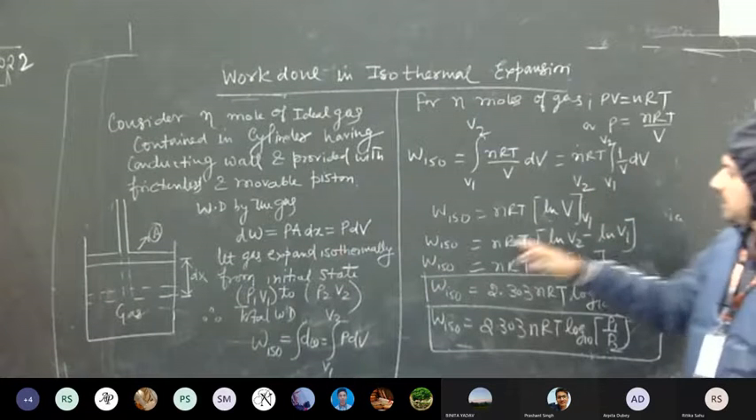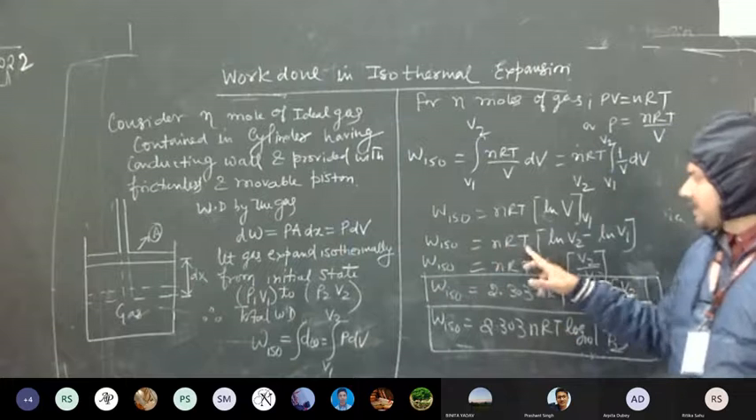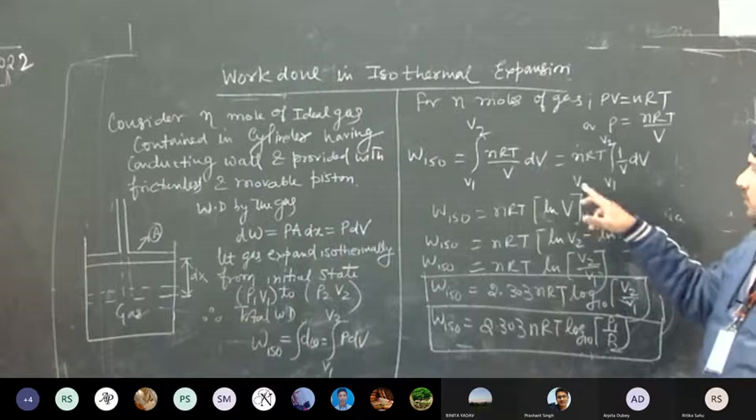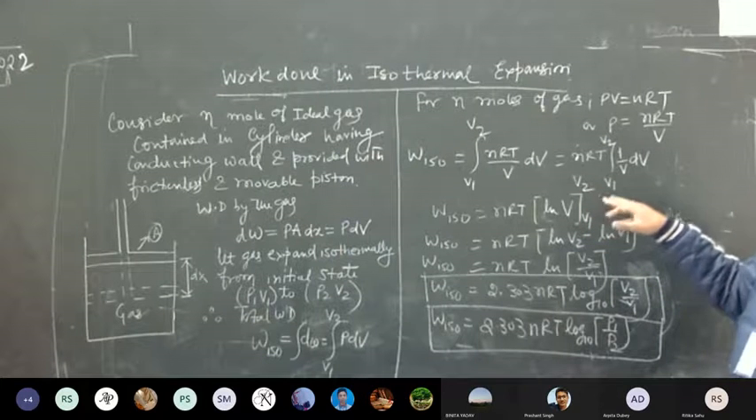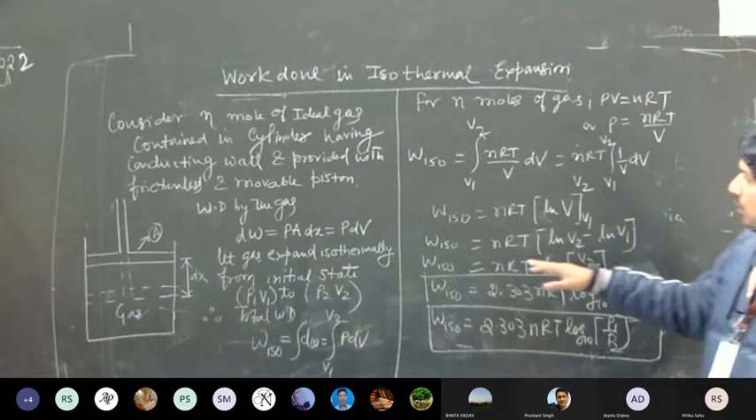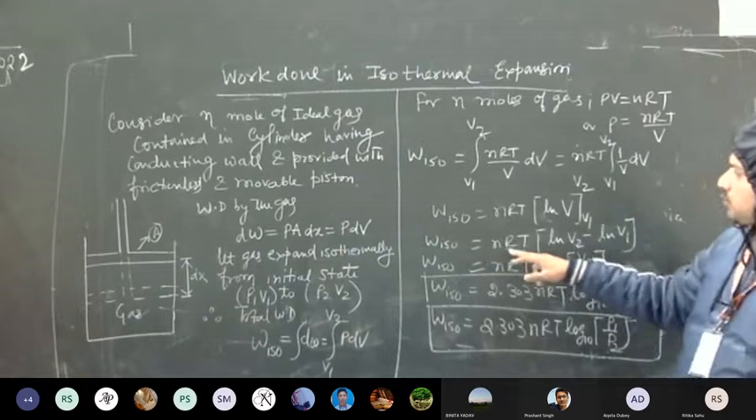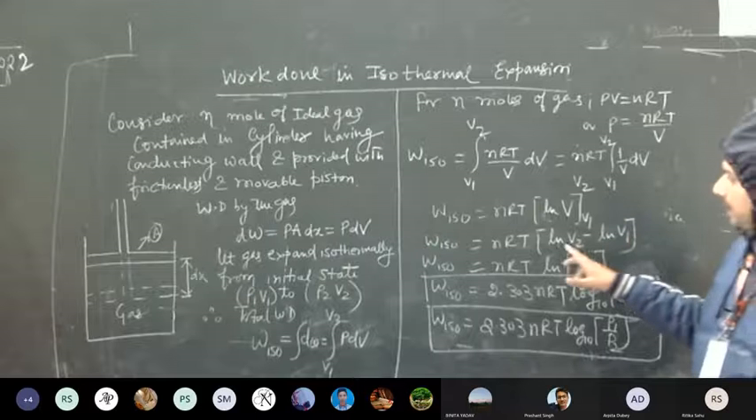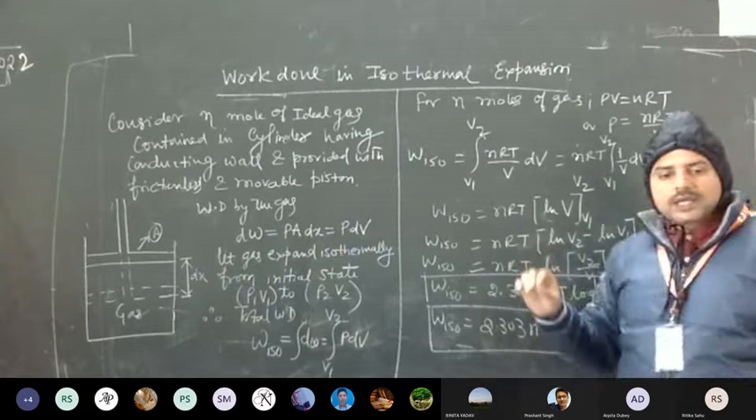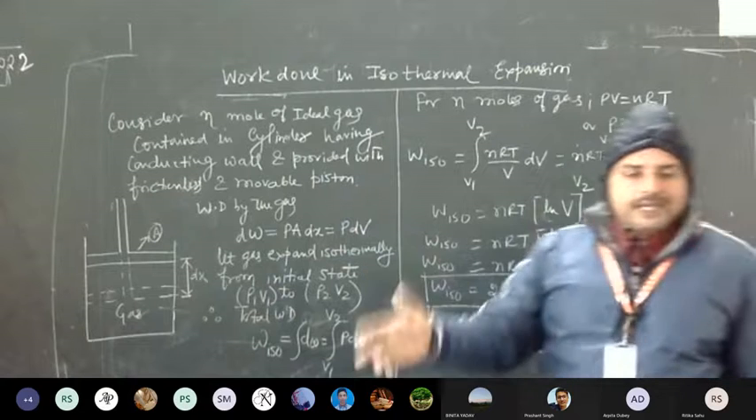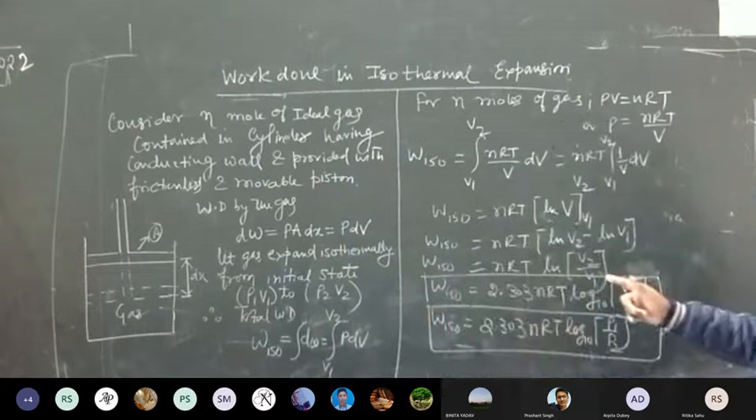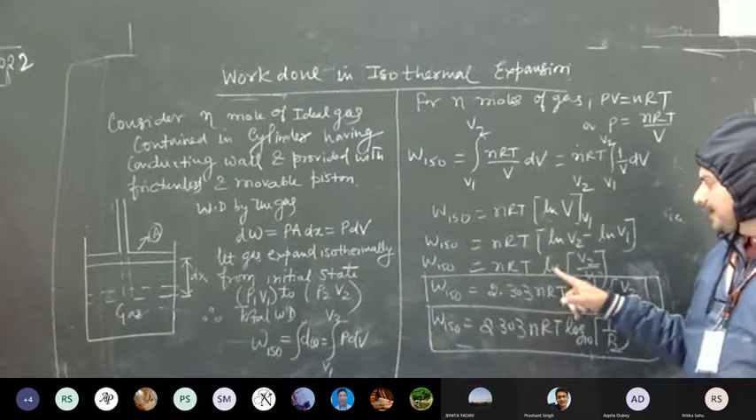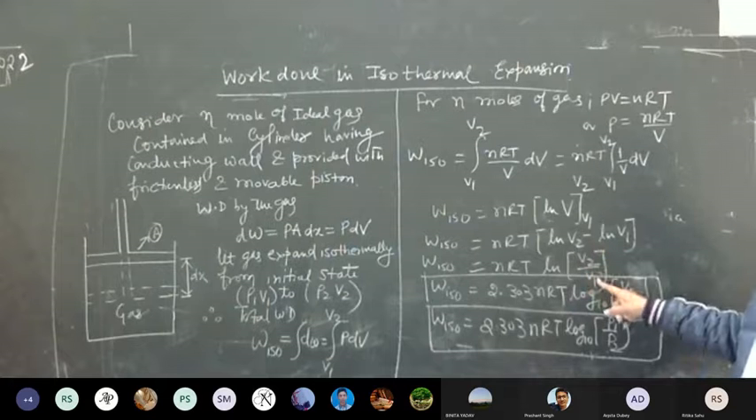What will be the result? W_iso is equal to nRT times natural log of V2 minus natural log of V1, by putting these two values, upper limit and lower limit. So this will be W_iso equal to nRT times natural log V2 minus natural log V1. Now we know the property of logarithm, that log A minus log B is equal to log A upon B. By the same property, you will get W_iso equal to nRT multiplied by natural log V2 upon V1.